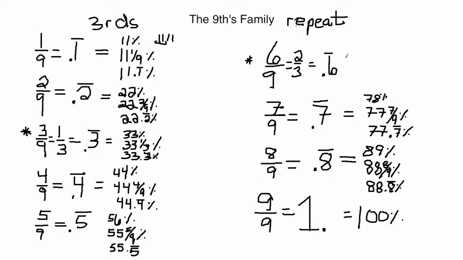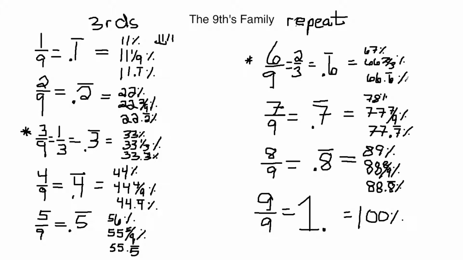The same goes with 2/3 or 6/9. You have 67% rounded, but now you have 66, not 6/9, but 2/3. Let's try that one again. 66 and 2/3% as a fraction percent. And of course, the decimal is 66 and 6/10 repeating percent.